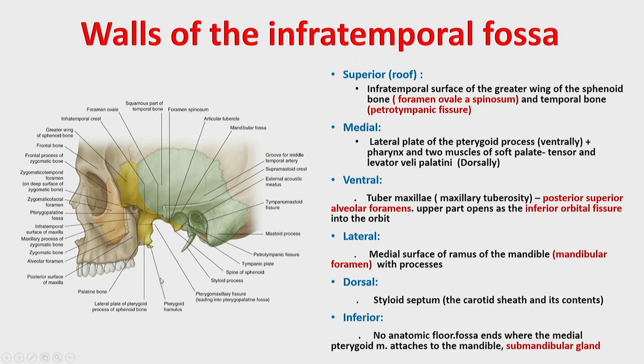And finally, the inferior border: there is no border, so there is no floor. The infratemporal fossa down, or caudally, reaches the place where the medial pterygoid muscle attaches to the inner surface of the mandible, and it reaches the submandibular region or submandibular gland. So those are the details of the walls of the fossa.